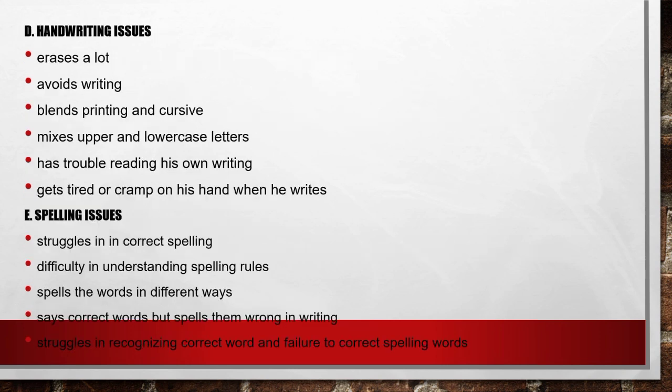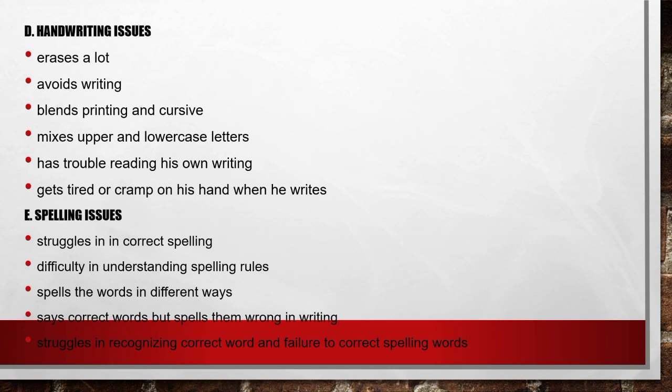Next is D, the handwriting difficulties. It includes excessive erasing, avoidance of writing, mixing of printing and cursive styles, inconsistent use of upper and lowercase letters, difficulty reading one's own handwriting, and hand fatigue or cramping while writing.